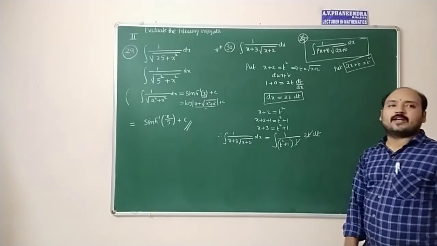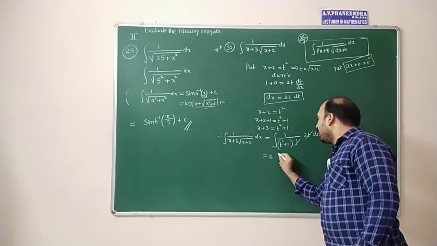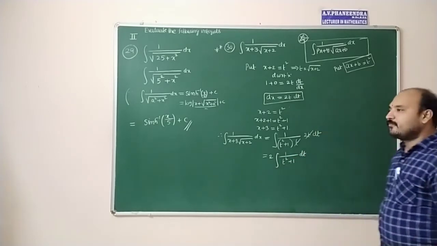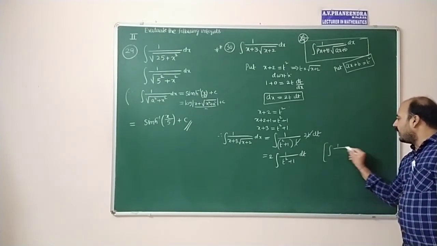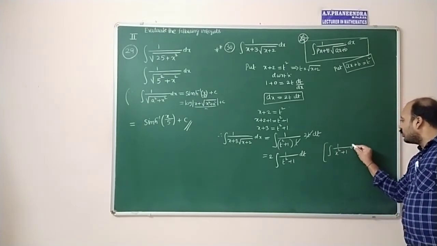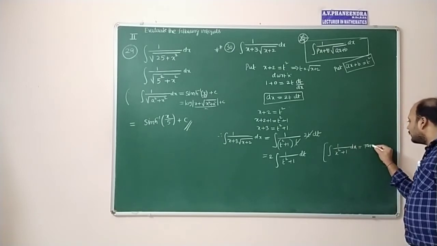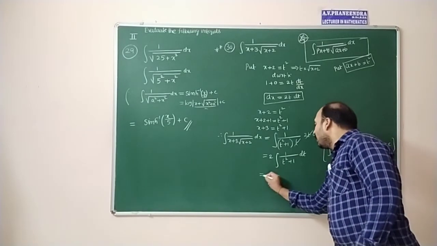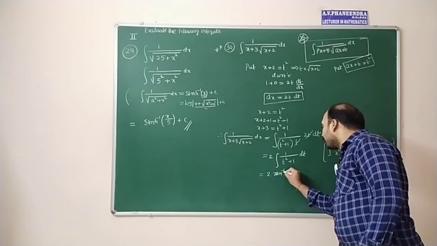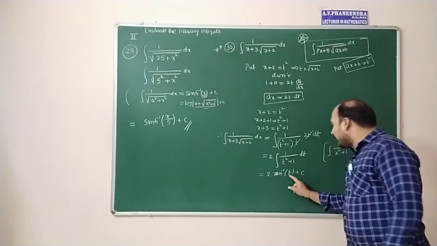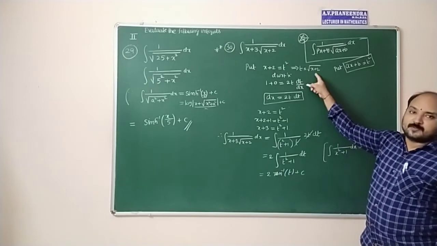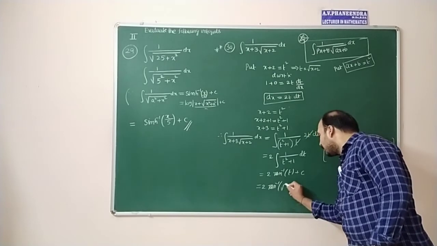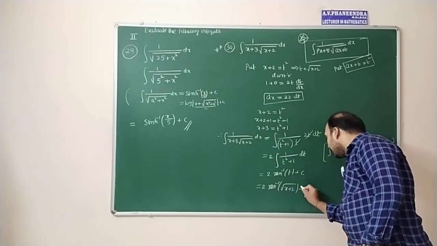So here t gets cancelled. 2 is a constant, so take it outside. 2 into integral 1 by t square plus 1 into dt. We have the formula: integral 1 by x square plus 1 into dx is equal to tan inverse x plus c. So in place of x, what value is there? Here t is there. So 2 into tan inverse t plus c. Again in place of t, substitute root x plus 2. Therefore 2 into tan inverse of root x plus 2 plus c.